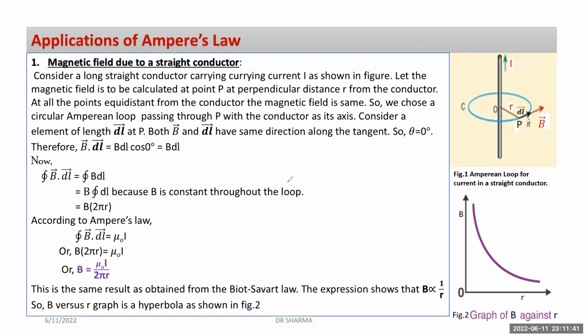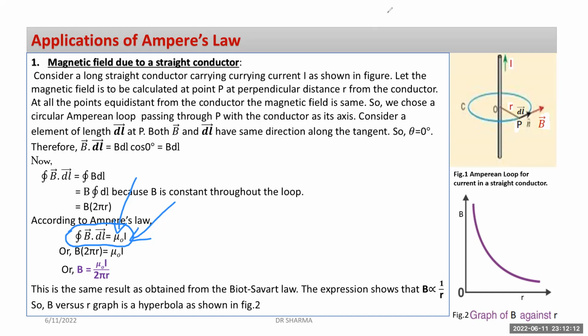the line integral of magnetic field around a closed loop is equal to mu naught times the total current enclosed by that loop. Mu naught is the permeability of free space. I is the total current enclosed by the closed loop. In this case, we have found the magnetic field due to a straight conductor.